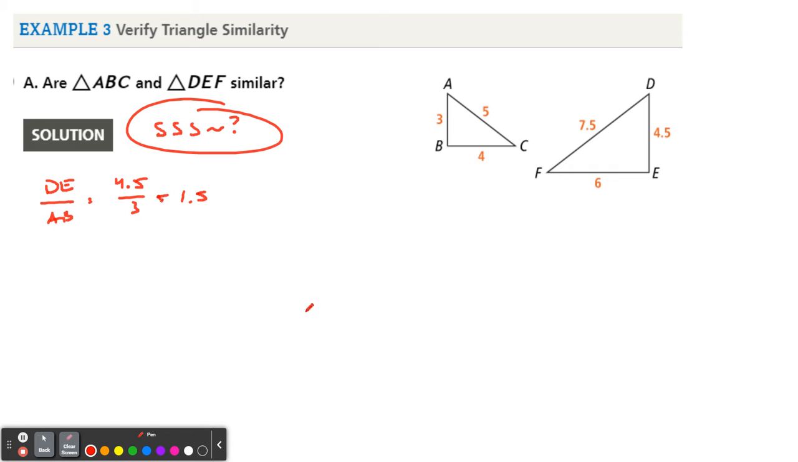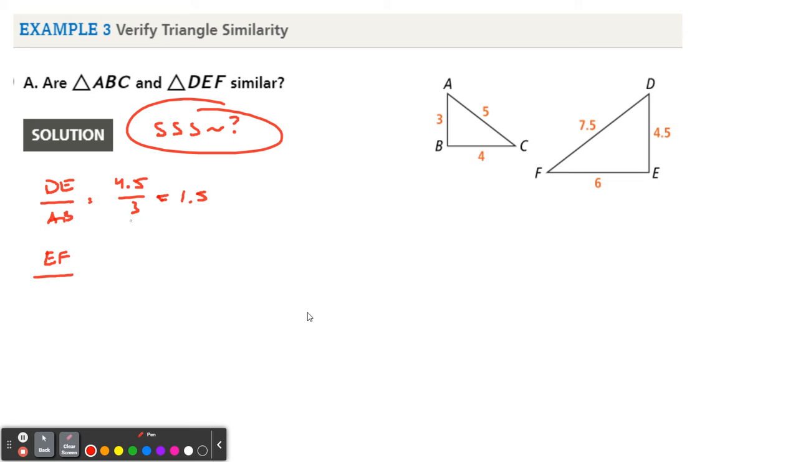a simplified decimal, right? So now the question is, is that going to hold consistent? The idea is that if I take 3 times 1.5, I get 4.5. If I take 4 times 1.5, well, I get 6, right? Comparing the second two sides. If I take 5 and multiply by 1.5, will I get 7.5? Well, let's see. Let's do the next set of sides.